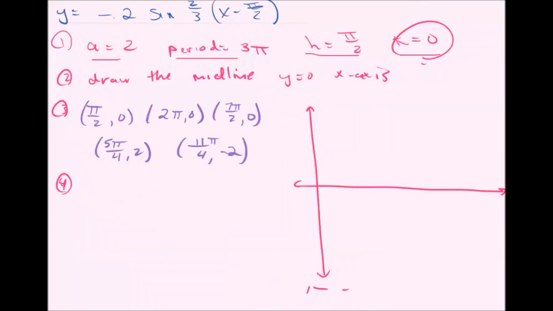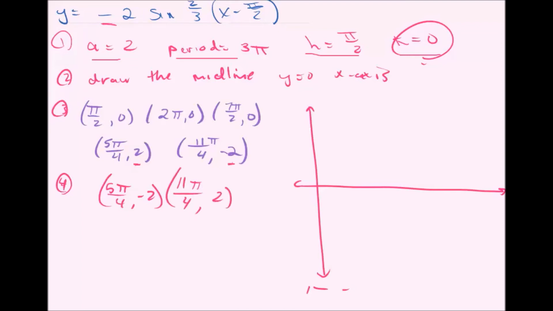Now, when there's a negative number in front, that means we need to reflect it. And in order to do that, we're just going to change these two values right here. So instead of 5 pi over 4 and 2, which is the maximum that we found, we're going to reflect it, so that's actually going to become the minimum. So the new point is actually 5 pi over 4, negative 2, and then this minimum is going to become the maximum. We have 11 pi over 4, comma, positive 2.